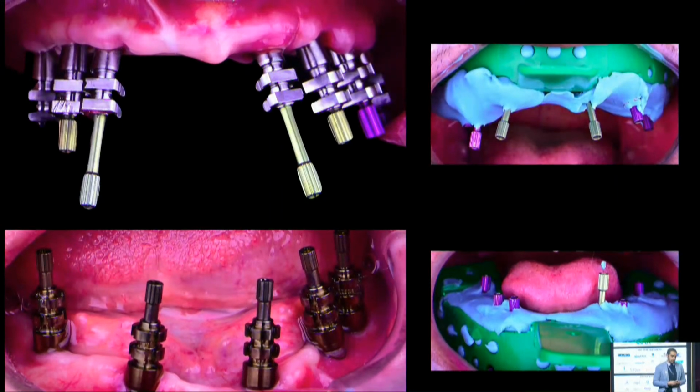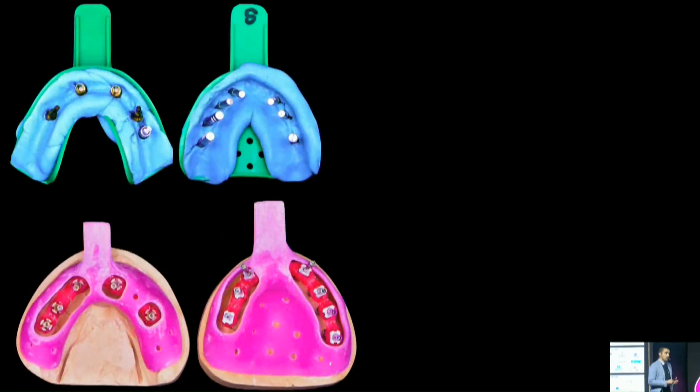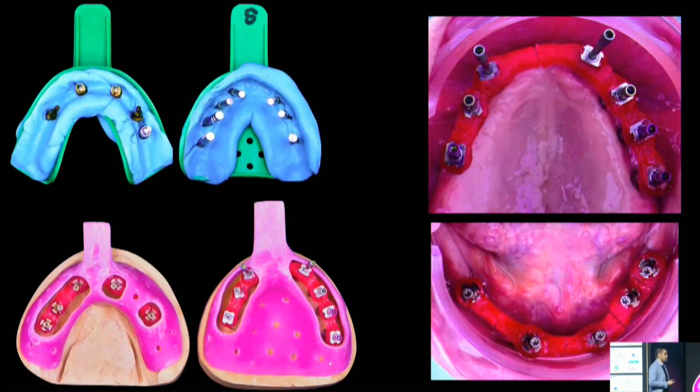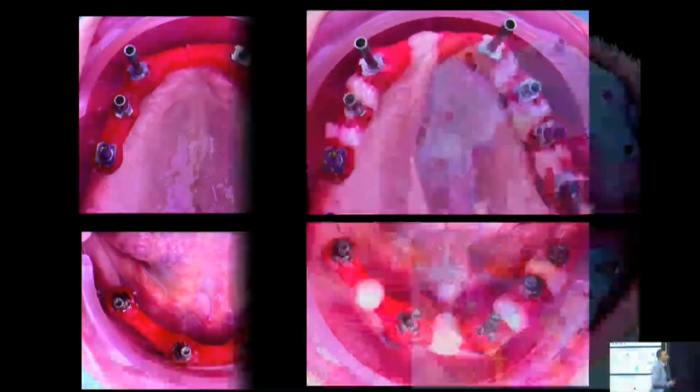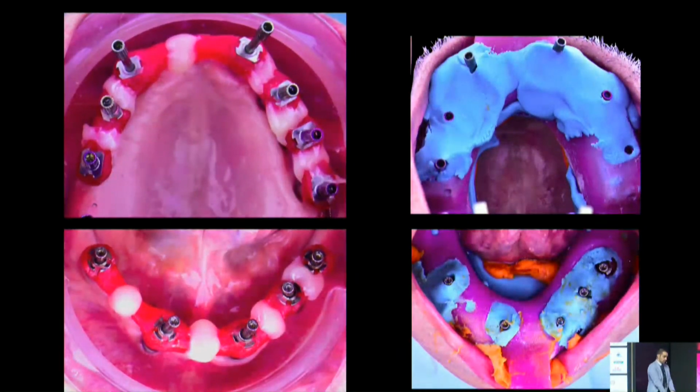Now, obviously, this is not accurate at all. It just helps me with the next phase, which is making a sectioned resin jig with custom trays that will help in my final impression. I go ahead and secure the impression copings into the patient's mouth with the sectioned jig, splint them together, and go ahead and do my final impression using the custom trays I made.